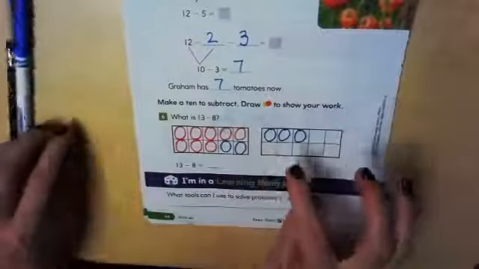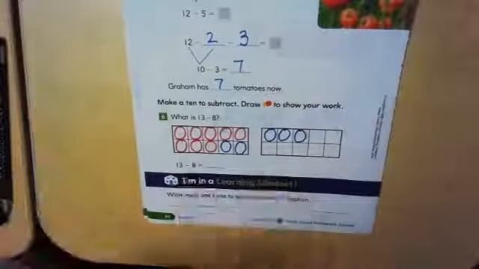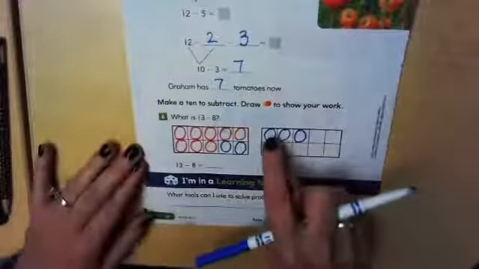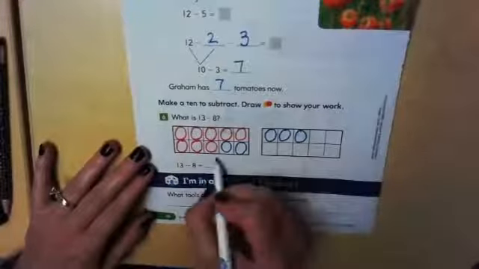All right, so the ones that we added over here, the blue ones, that's going to help us figure out 13 minus 8 equals 1, 2, 3, 4, 5.